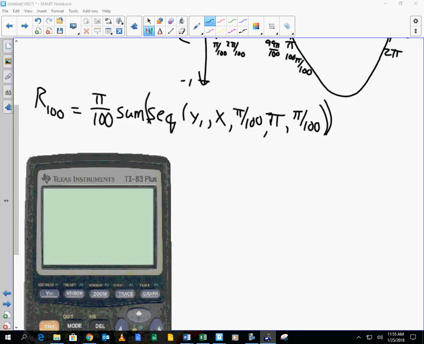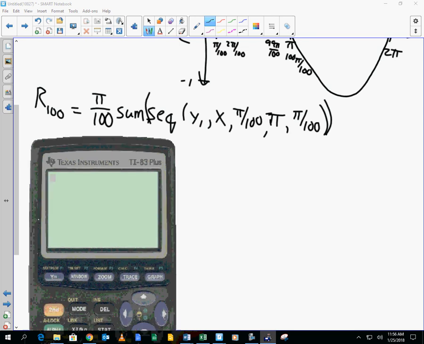Okay, does everybody have that piece written down? Okay, we'll wait for you. Then the key is to get that typed in properly into our calculator. Is everybody ready? So we can do the calculator piece together and get it, okay?